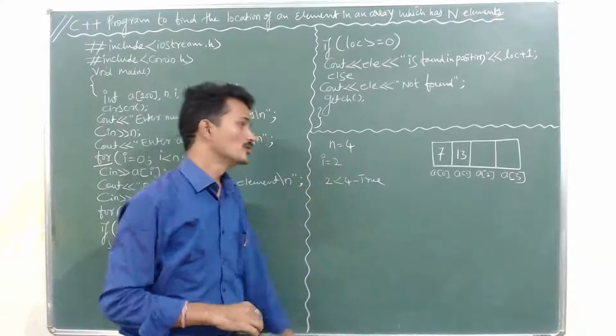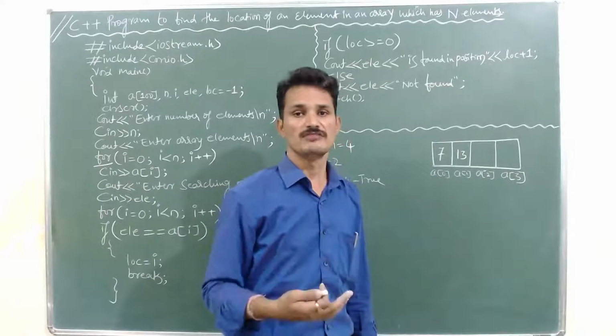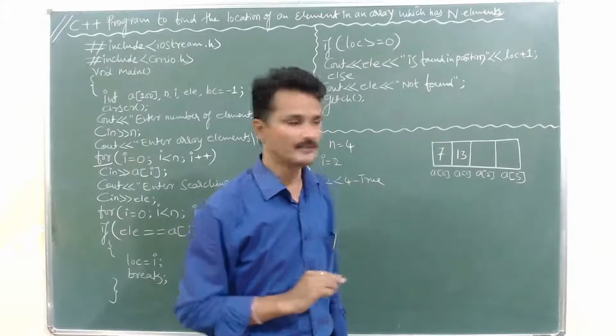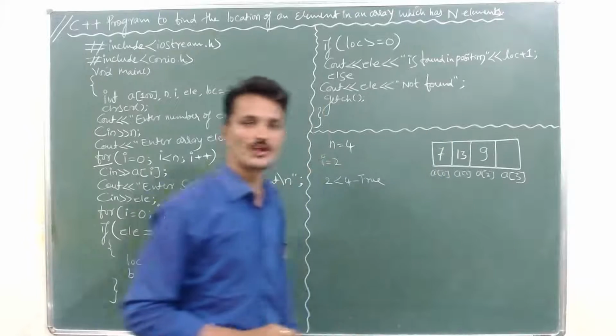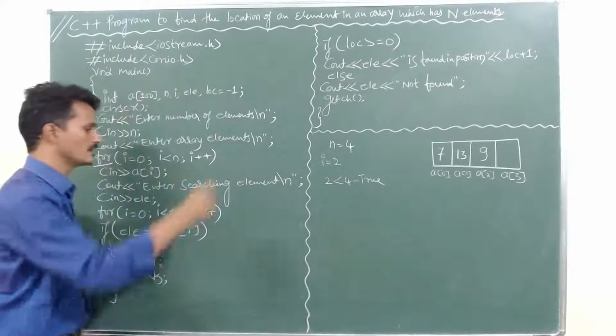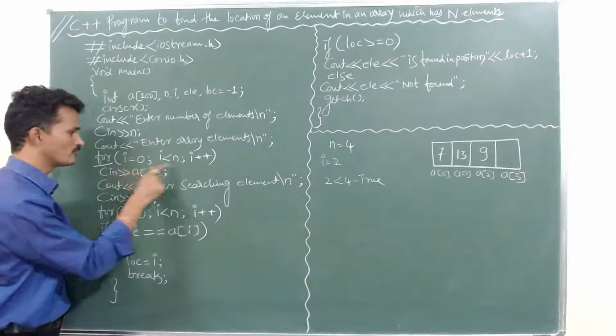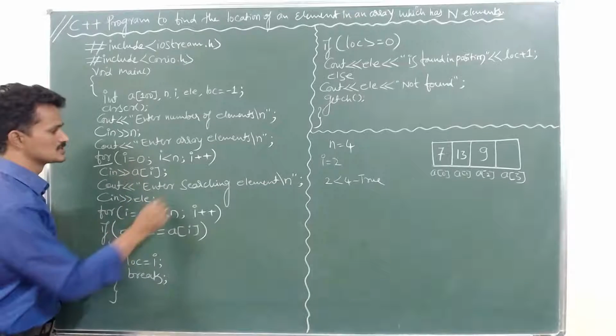A of 2. So the third value will be stored in the location called A of 2. Say for example 9. Okay, I'm storing 9. Okay, 9 is stored in A of 2. After that, again it comes to the for loop and I gets increased by plus 1.